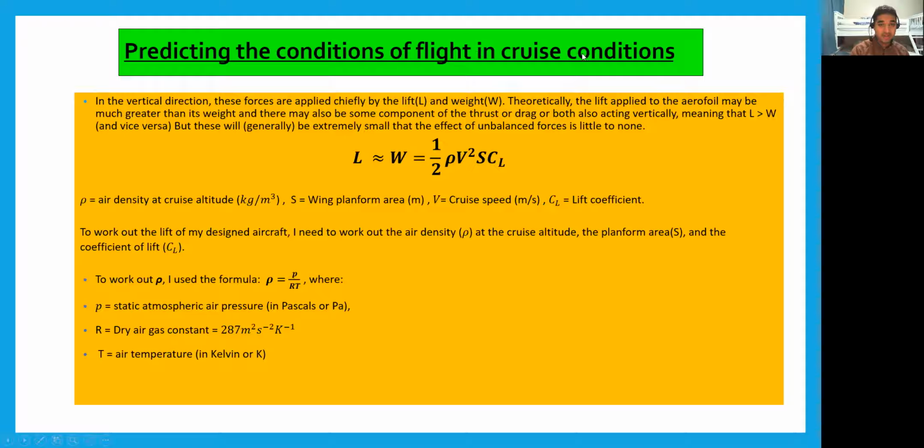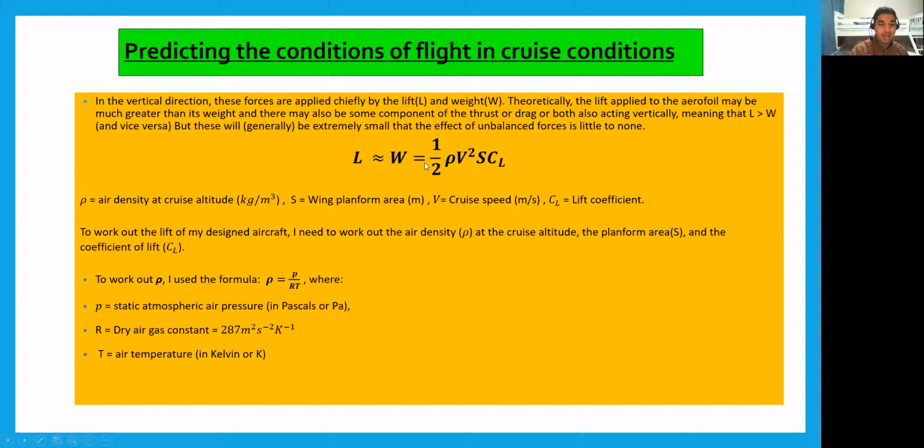Predicting the conditions of flight in cruise conditions. In the vertical direction, these forces are applied chiefly by the lift and weight. Vertically, the lift applied to the airfoil may be much greater than its weight, and there may also be some component of thrust or drag, or both, also acting vertically, meaning that L has to be greater than W and vice versa. But these will be extremely small, so the effect of unbalanced forces is little to none.